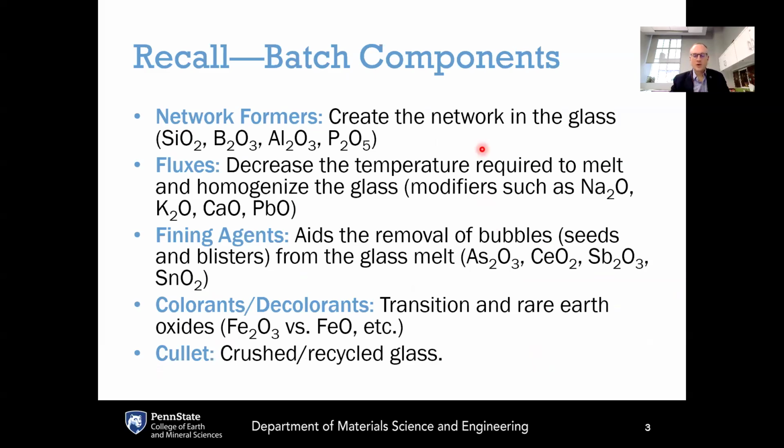There are several different components to the batch. Most of the batch consists of our network formers. This forms the majority of the glass network. This involves components like quartz sand for silica, can also involve B2O3, Al2O3, P2O5. In order to lower the melting temperature, we may also add fluxes, which are usually modifier compounds like modifier oxides: sodium, potassium, calcium, lead. Fining agents can be used to help remove bubbles, and we'll go into details about fining agents in the latter part of this lecture.